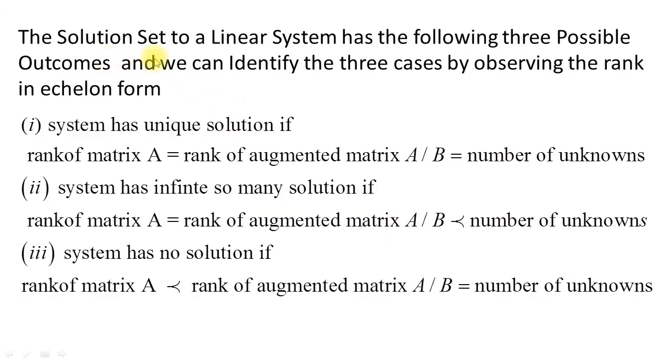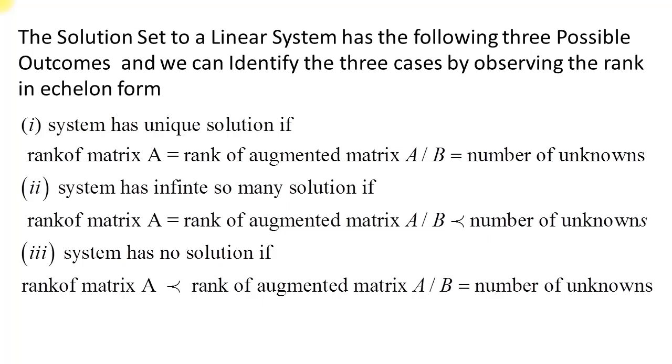Now, as I have already told you, the solution set to a linear system has three possible outcomes, and we can identify these three outcomes by observing the rank of echelon form. So when we solve system of linear equation by Gaussian method or by Gauss-Jordan method, first of all check whether the system has unique solution or infinitely many solutions or no solution. These three outcomes can be identified at the echelon form.